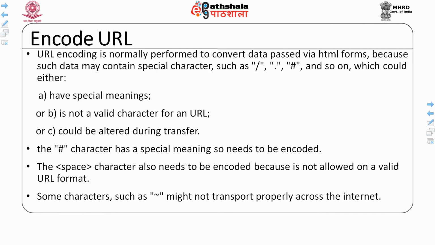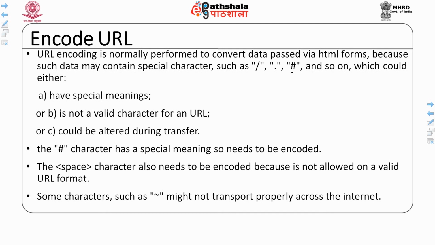The next thing you can do is encode the URL. How? URL encoding is performed to convert data passed via HTML forms. The input may contain slash, dot, hash and other special characters. These characters have a special meaning. They are not valid characters for a URL or could be altered during transfer. If you want to understand what is special, hash has a special meaning, so it needs to be encoded.